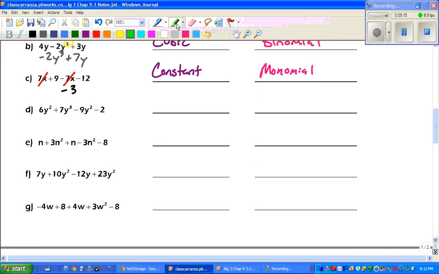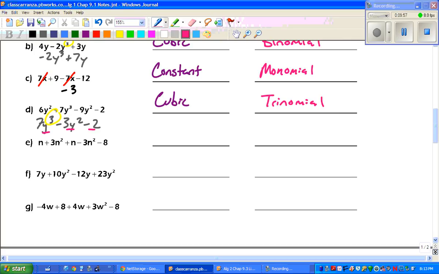All right, for D, let's see. The first thing I would do would be bring down my 7y cubed because nothing else combines with that. The 6y squared and the negative 9y squared gives us negative 3y squared. And then we're left with the negative 2. So my highest exponent is 3, which means that this is a cubic. And there are 1, 2, 3 terms, a cubic trinomial.